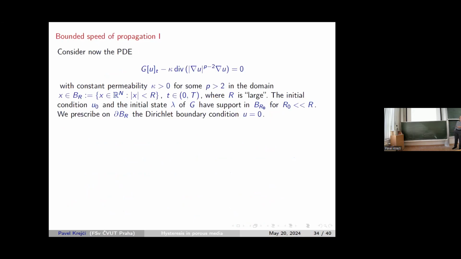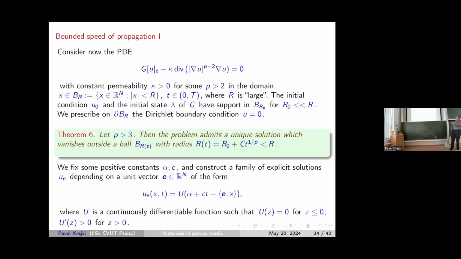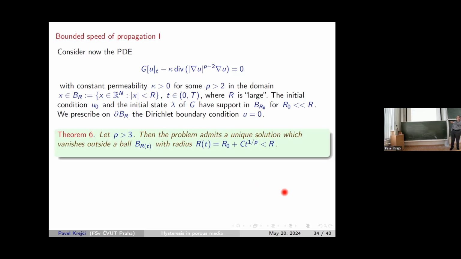Bounded speed of propagation. Let's just take constant permeability. For non-constant permeability, we do not even have uniqueness, so we cannot even talk about the bounded speed of propagation if we don't have uniqueness. So take kappa constant and p bigger than 2. And we assume that the initial pressure and the initial memory have support in a ball B of R0.